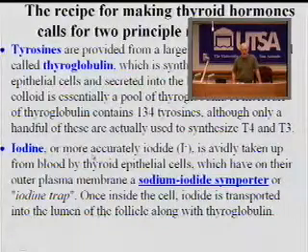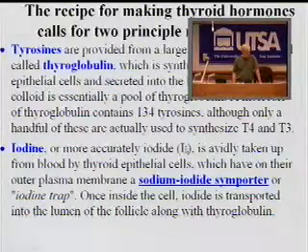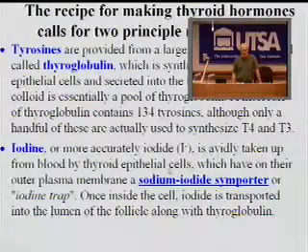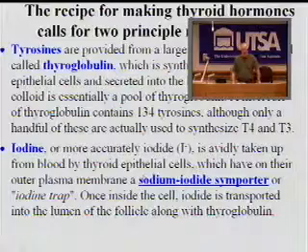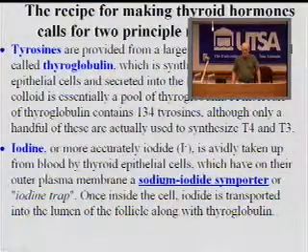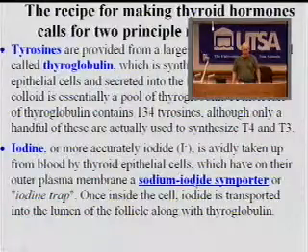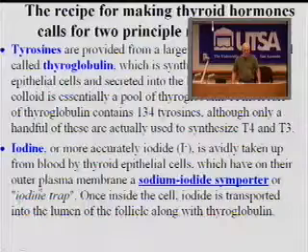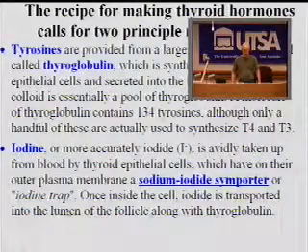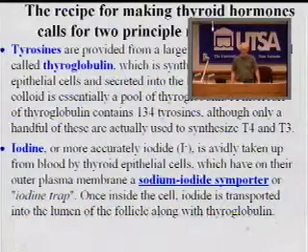So the iodine, or more accurately iodide, the ionic form, I negative, is avidly taken up from the blood by the thyroid epithelial cells, which have on their outer plasma membrane a sodium iodide symporter. So sodium influx draws the iodide in with it, also called the iodine trap. So once inside the cell, the iodide is transported to the lumen of the follicle along with the thyroglobulin.